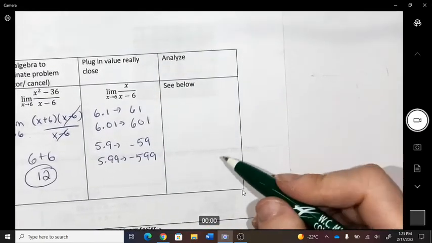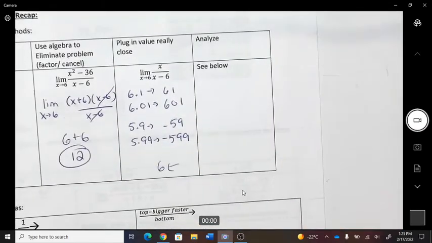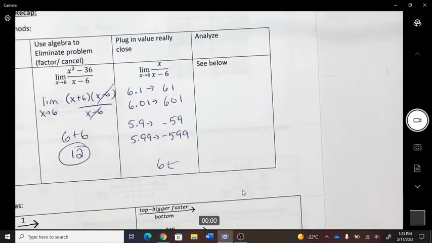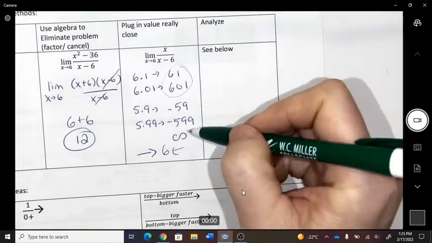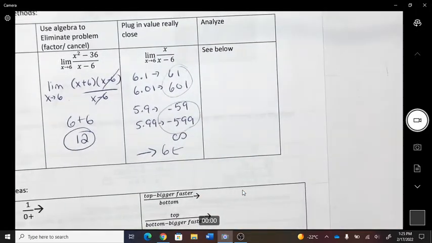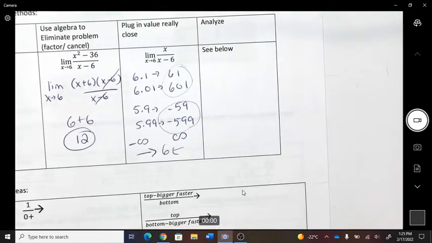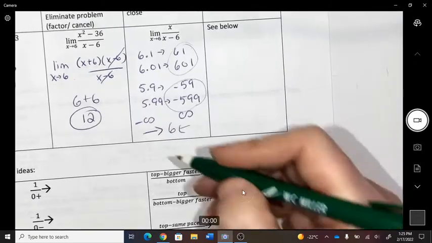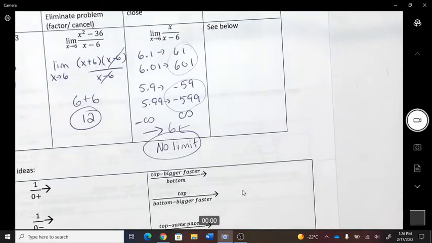Okay, so what do you think? As we get closer to 6 from the right-hand side, what's going on? Looks like we're going to infinity, right? As we're approaching 6 from the other side, the left side, what are we heading towards? Negative infinity. So what's our limit? There is no limit. We're not getting towards the same thing. From both directions, we're not going to a conclusive answer.